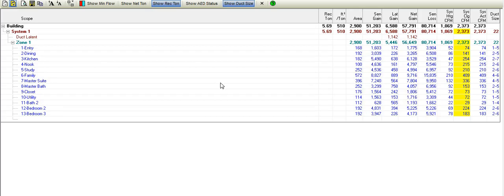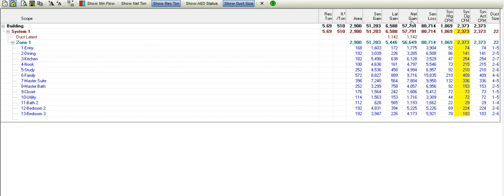Okay, and now I'm going to look at my load. This is my load calculation for this house. This is a 2,900 square foot house, a single-story house. In the summer, this house is going to gain 57,791 BTU of heat entering the house.